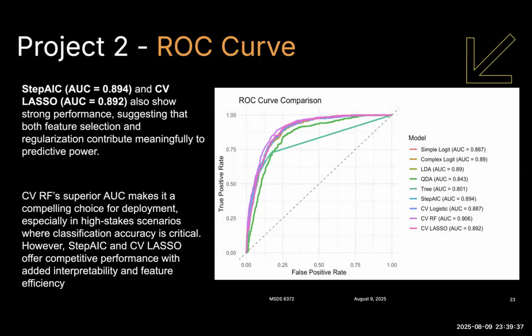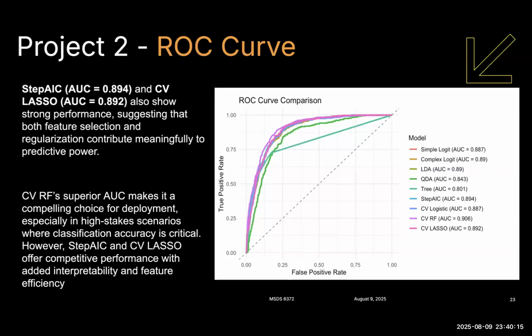So looking at the ROC curve for these models that we have, as we've said, we know that STEP AIC has an AUC score of 89.4%, followed by cross-validation lasso of 89.2%. So both of these models show strong performance. It suggests that they had good feature selection and they regularized and generalized meaningfully well because they have good predictive power. And so we want to pay attention to them.